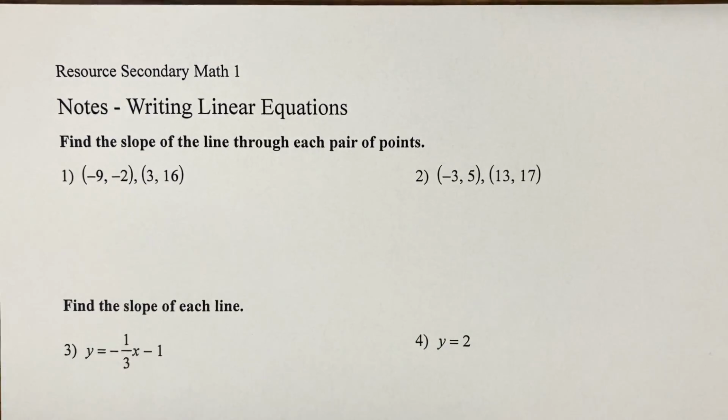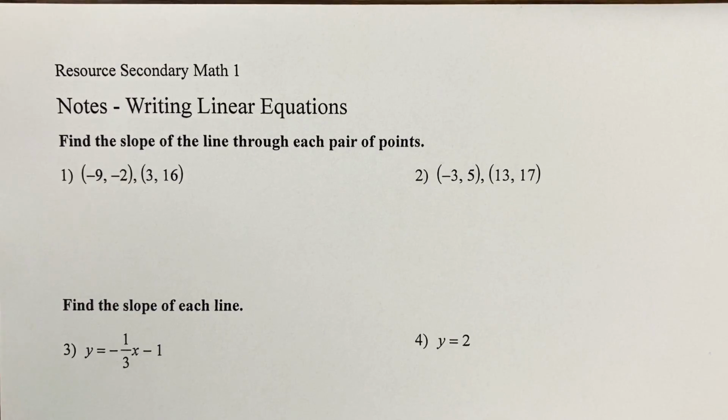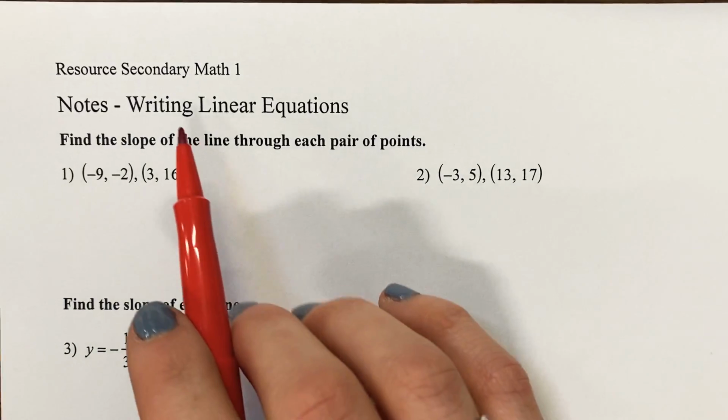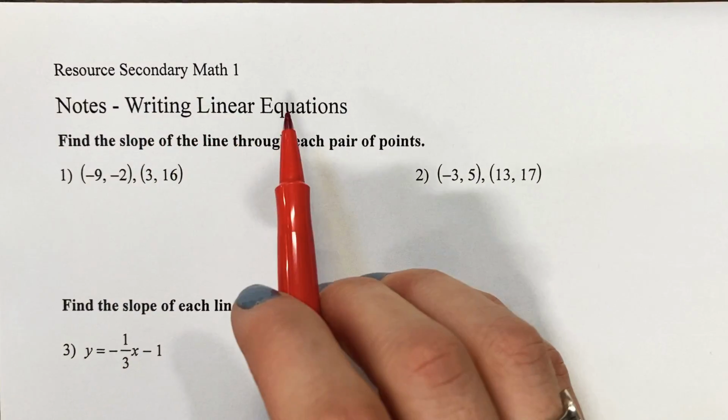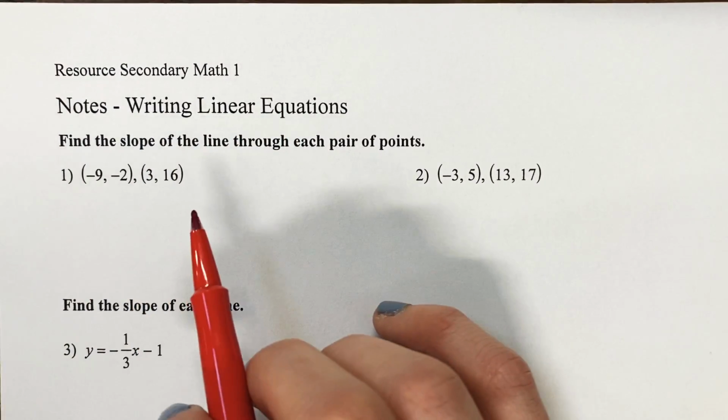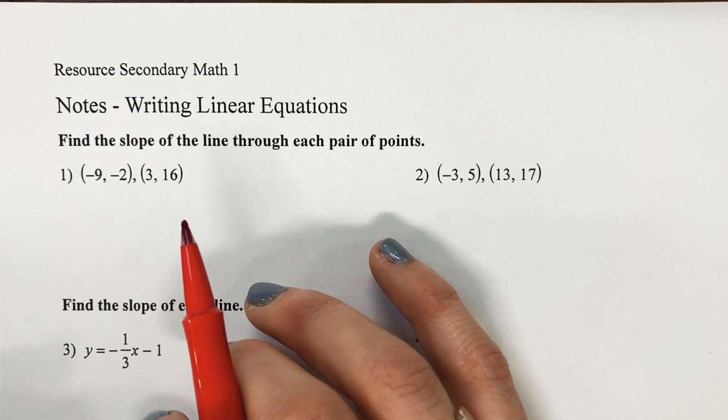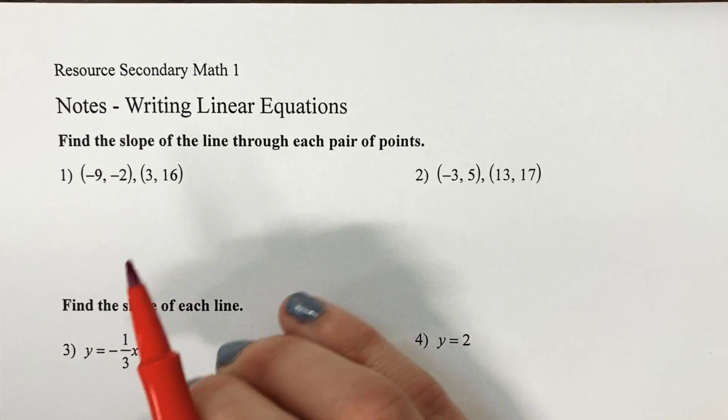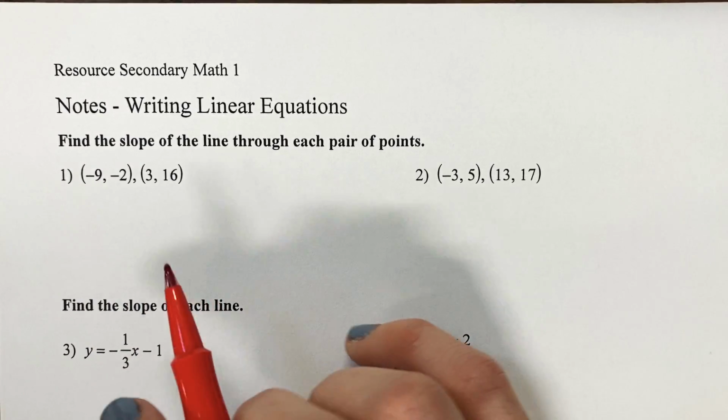All right, my secondary math 1 class, we are going to be talking more about slope. So we're going to be practicing a few things that we've learned, and then we are going to learn some new things as well. Today we're going to be practicing writing linear equations. Linear equations usually have two things in them: slope and an intercept, either an x or a y-intercept.